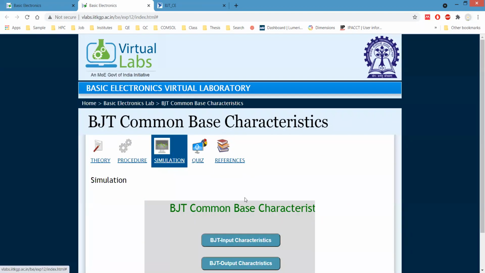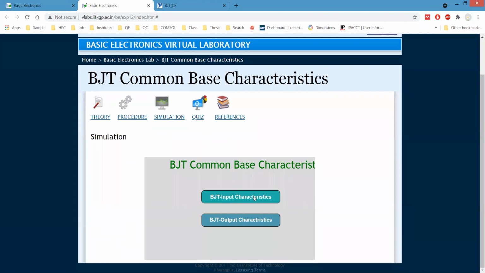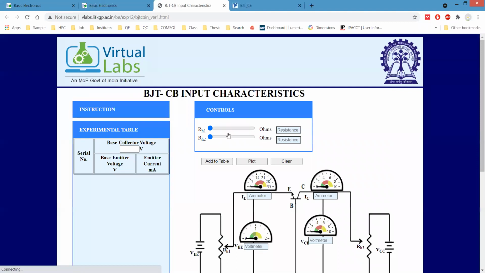Okay, let's go to the simulation. Basically it has an input, and we'll do everything over here in the virtual lab, and after that we'll go to Multisim.